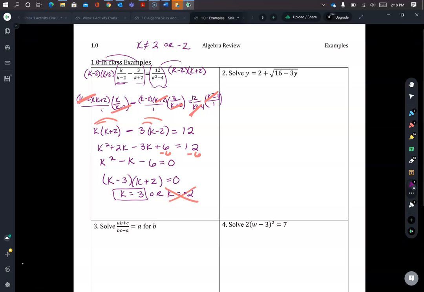So you can check what the domain is. That's one way to do it. You can also just take each of these answers and substitute it in and see if it works or if you get an undefined situation. Okay, so that's it for example 1.